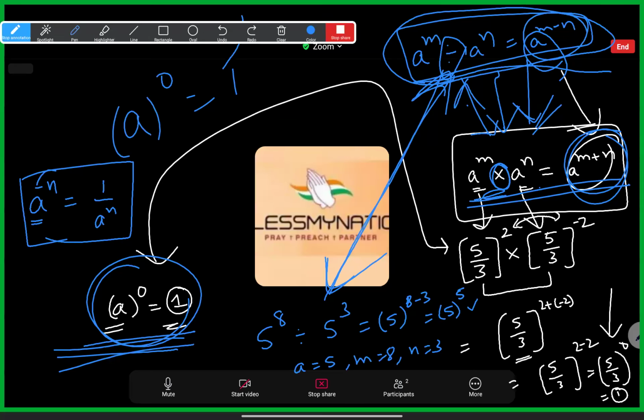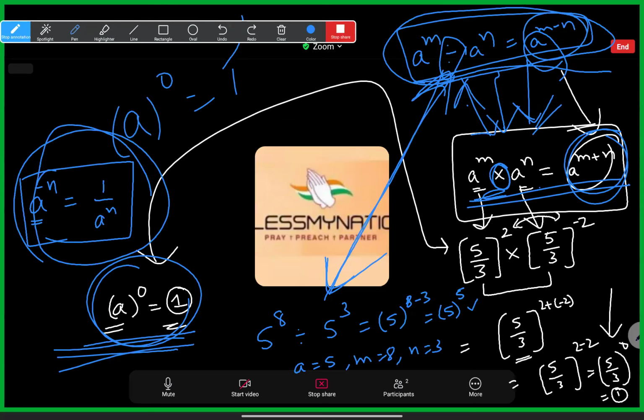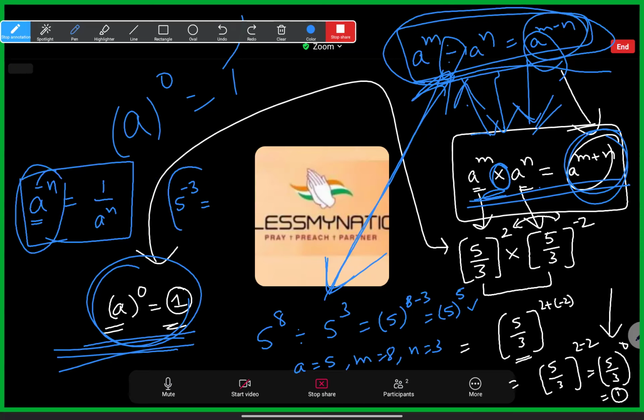Now, when should we use this? I'll give you an example. For example, if you have something like 5 power minus 3, just compare this with a power minus n. So a is 5, we write a as it is, and n will become positive: minus 3 will become plus 3.